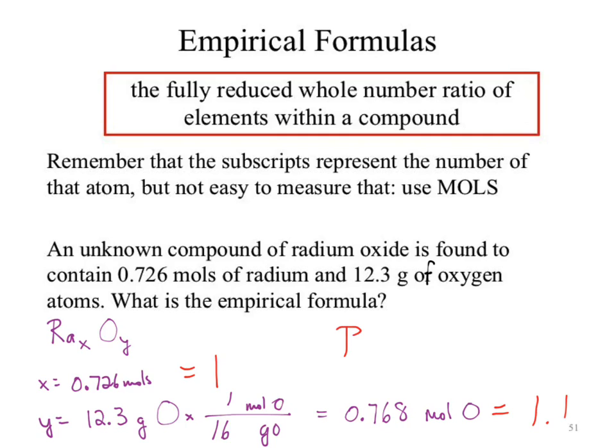So the formula I get is radium 1, oxygen 1, also known as, thank you, that's where I was going with it too, RaO. I now have my empirical formula. That's the calculation I have to work with.